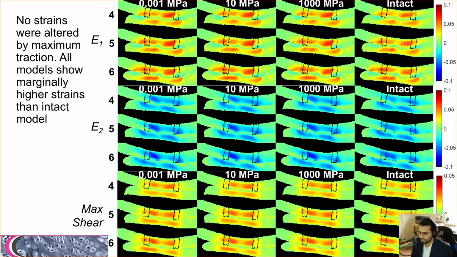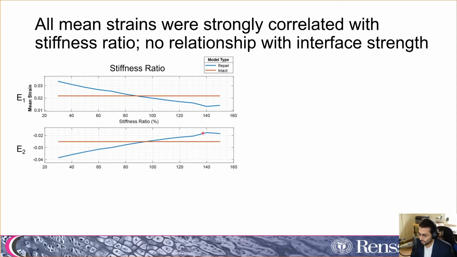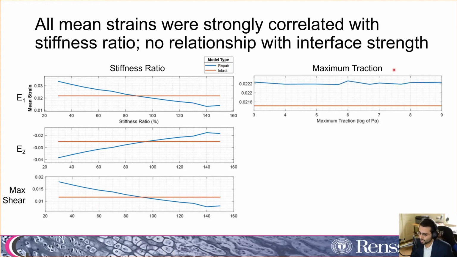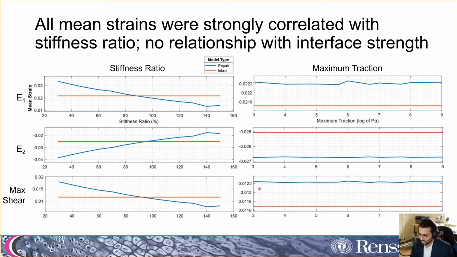So, plotting this data as before, plotting the mean strains versus the various parameters, we find that the first principal strain correlates very well with the stiffness ratio, and we can also see the intact model is about similar to the 90% model. For the second principal strain, again, we observe a very strong correlation, and for maximum shear strains, again, we observe a very strong correlation. But when we look at maximum traction, interface strength, we see no changes, it just has no effect on the actual strain maps at all. The strains are actually very similar, but it didn't make a difference.